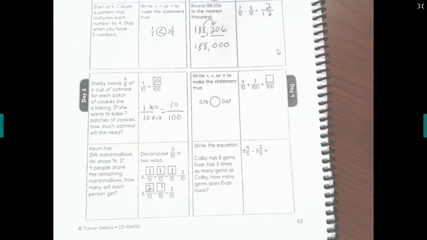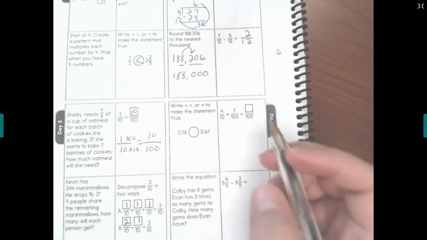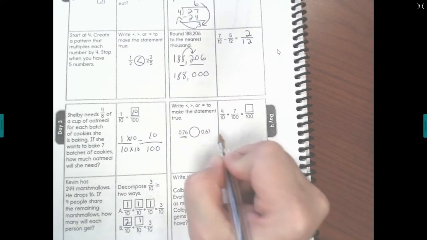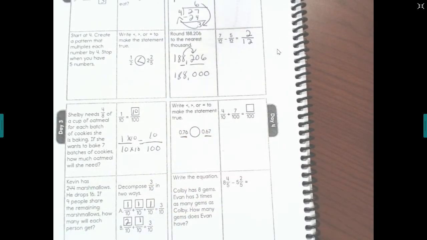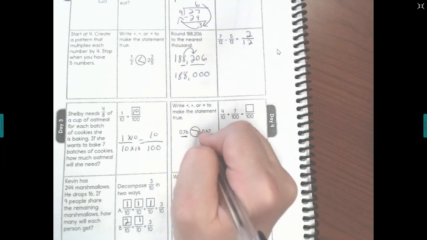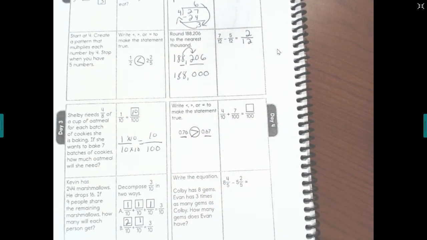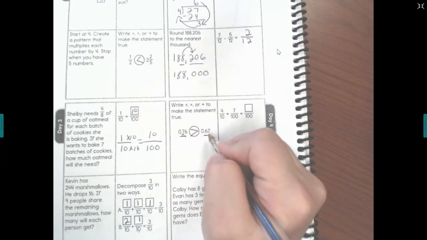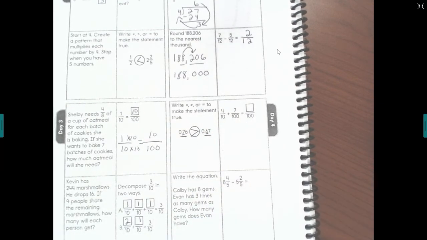All right, next problem. Which one is larger? So this one is like 76 cents and this one's like 67 cents. So 76 cents is greater than 67 cents. So remember to look at the tenths place, and 7 is bigger than 6.